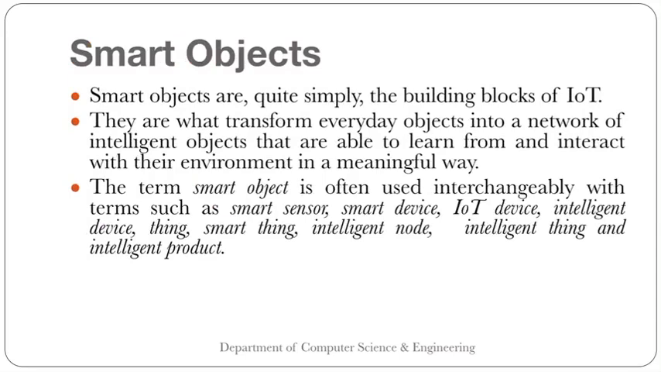So basically, the smart object will transform the everyday object into a network of intelligent objects. They are able to learn from something or interact with their environment. Okay, and according to that they will do some meaningful actions or meaningful tasks. So that's why we are saying smart.